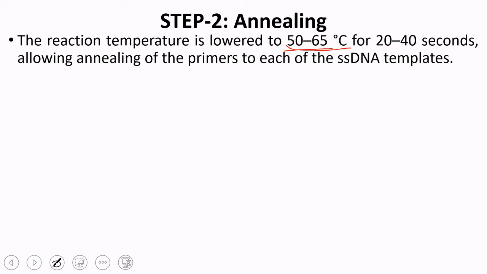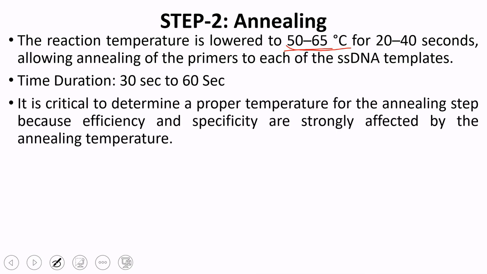So we have primer, and we have single stranded DNA. If the temperature is high, hydrogen bonds will not form. So we decrease the temperature so that proper annealing happens between the primer and the single stranded DNA template. The time duration is roughly 30 to 60 seconds. This step is very critical, because determining the proper annealing temperature matters: efficiency and specificity are strongly affected by it.